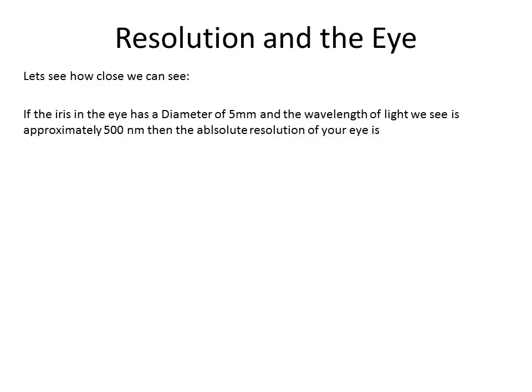So let's put a couple numbers in on this. If the iris of the eye has a diameter of 5 millimeters, sounds about right, and the wavelength we see is approximately 500 nanometers, kind of nice that we're going to get a 5 and a 5 in here, we'll see that the absolute resolution of your eye, got to remember that our eye is circular, so we have to use the circular aperture, or the circular opening. So we'll see that the angle that we're able to see is 1.22 times 500 nanometers over 5 millimeters, our wavelength over our diameter.